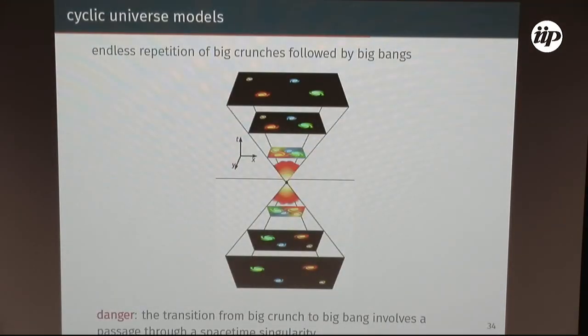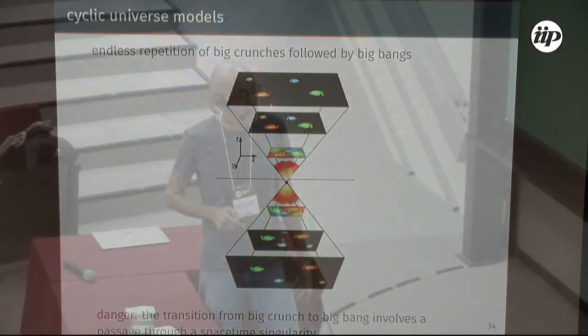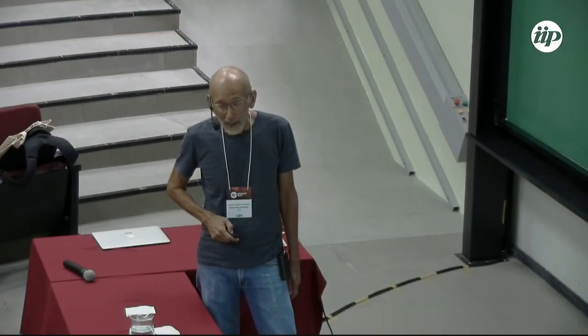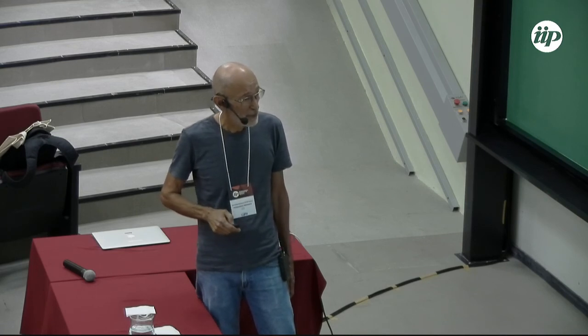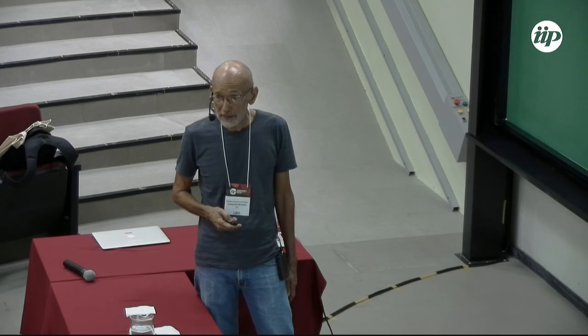Okay, so we can use that for something else. There are some cyclic universe models. So the universe might not have a final end. It might restart again. And so we might have an endless repetition of big crunches followed by big bangs. So the universe at some point starts to contract and then comes to a singularity. And then a big bang happens and expands and comes back here and so on. So there's a danger in this because there's a transition from the big crunch to the big bang, and you have a space-time singularity. So what happens there?